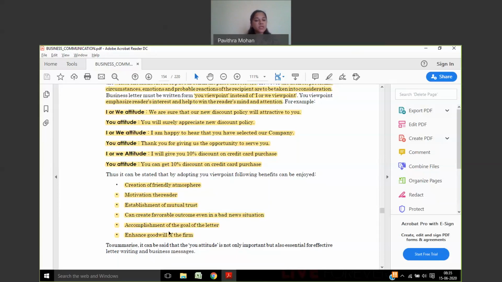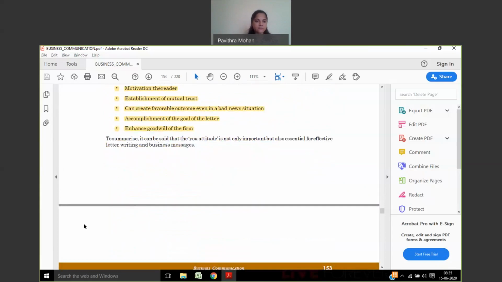Okay, accomplishment of the goal of the letter. What is the goal of the letter? To satisfy my reader. That can be achieved. Then, enhance the goodwill of the firm. In the long run, I'm trying to enhance the goodwill of the firm, or the belief people have in my firm. So all these things can be emphasized and improved when you concentrate on you attitude when you're writing a particular letter.